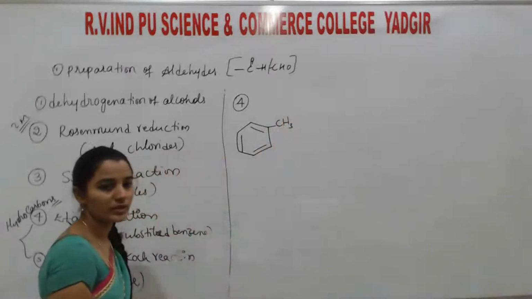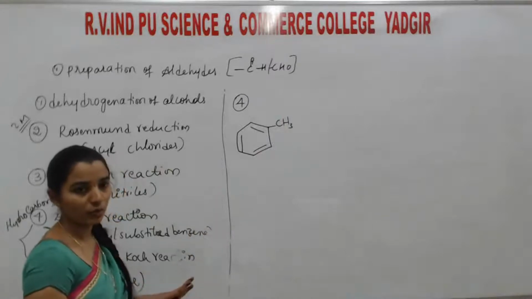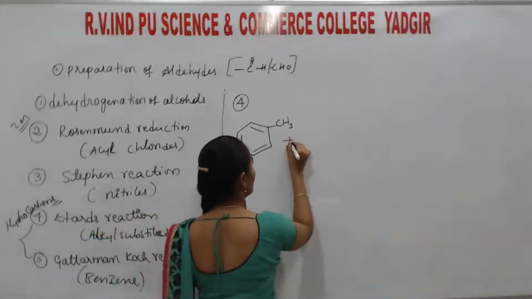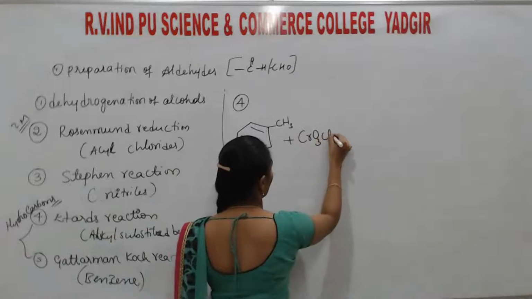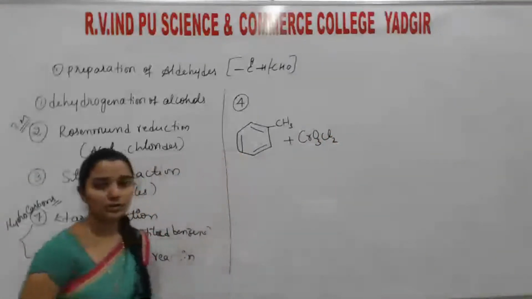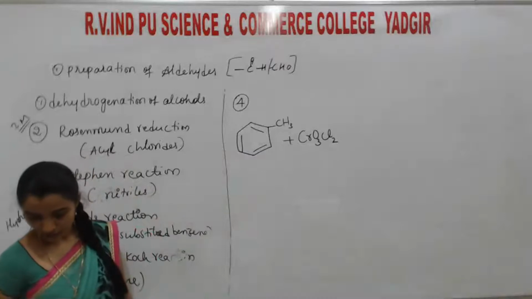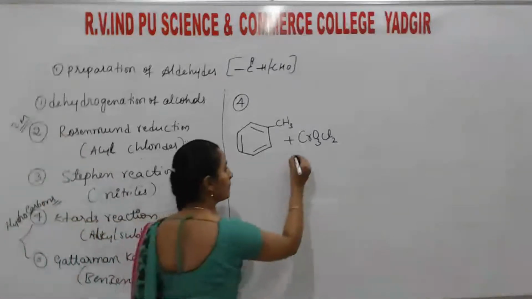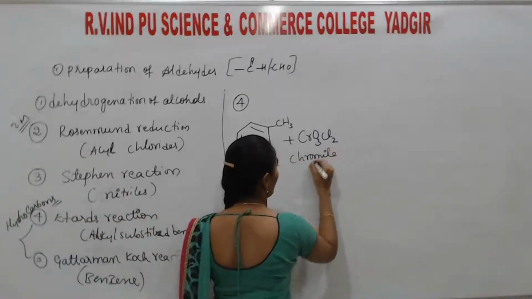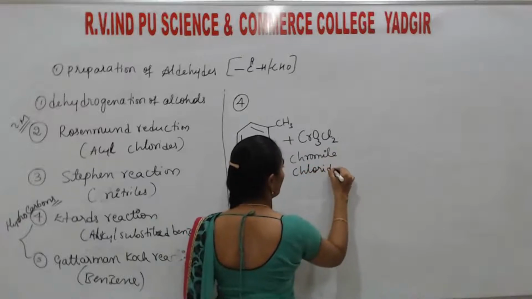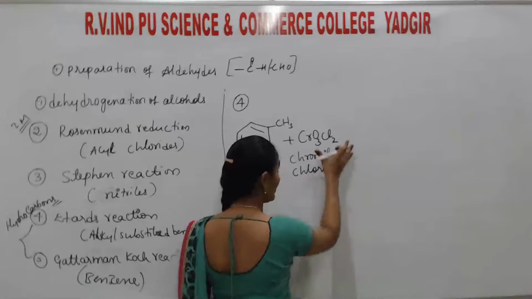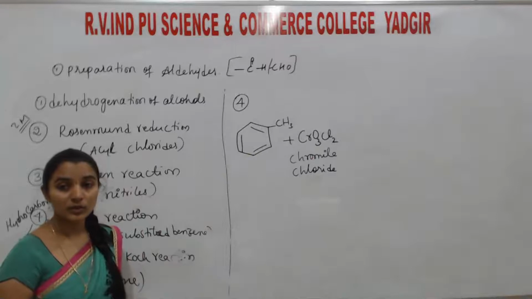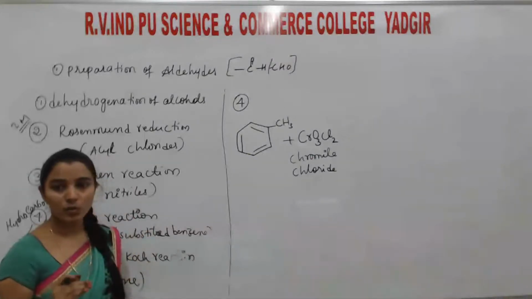Methyl substituted benzene. It is also a hydrocarbon. There is no functional group here. So when it is treated with this oxidizing agent, what is it? Chromyl chloride, CrO2Cl2. It is an oxidizing agent. Oxidizing agent means addition of oxygen or removal of hydrogen.